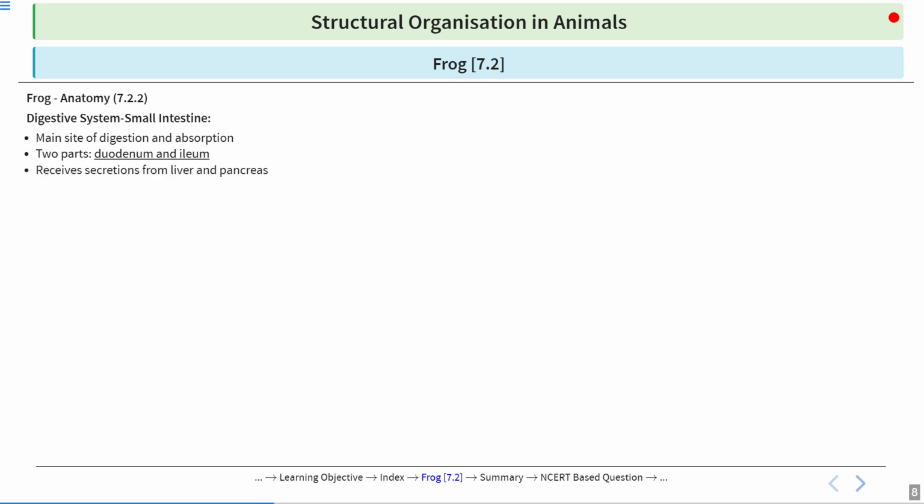It receives secretions from the liver and pancreas. You all know that one of the largest organs in the body is the liver, right? And the liver has a gallbladder attached to it. Whatever the liver secretes is stored in this gallbladder, and from the gallbladder a tube opens into the small intestine. At the same time, there is one more gland, a mixed gland, and its name is pancreas.